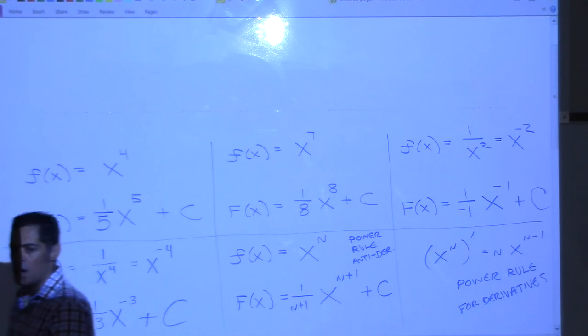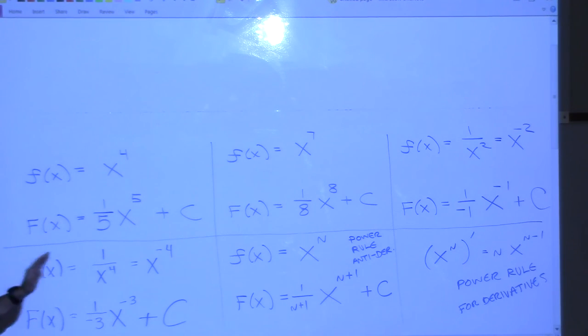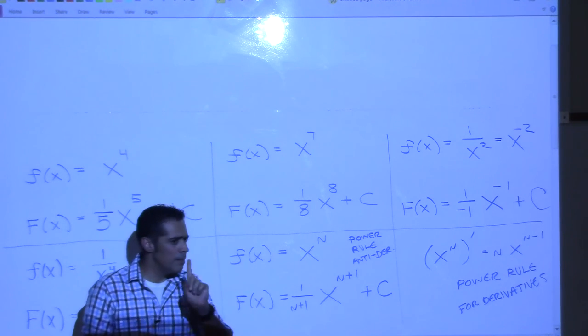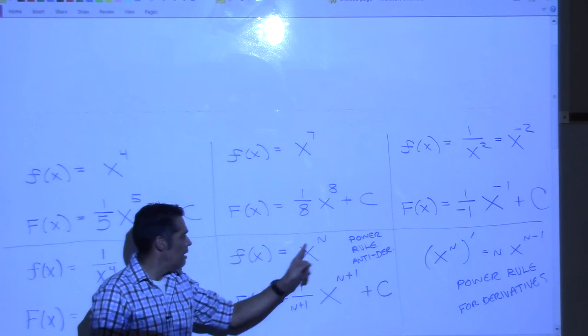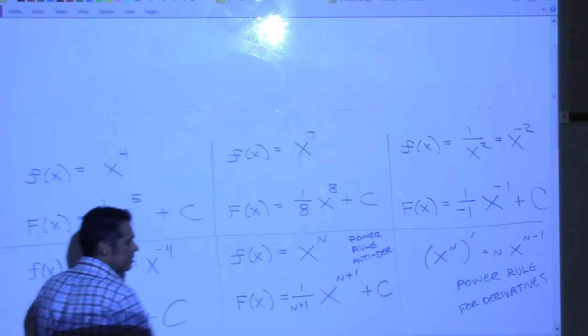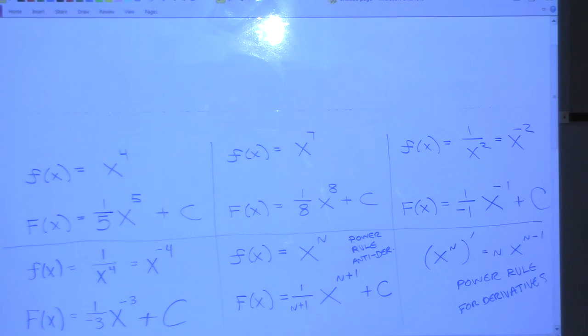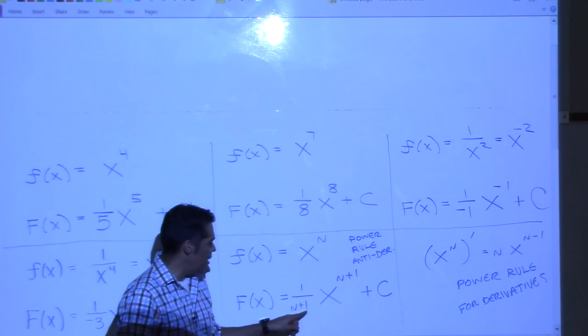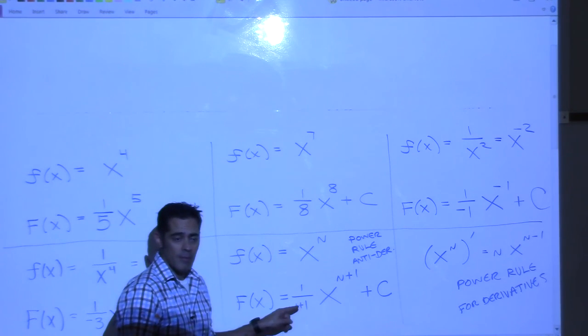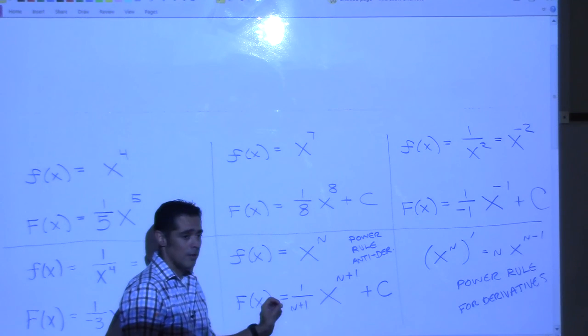Now, there is one problem with this formula. The formula will break down for one particular value of n. What value? 0? Nope, it works for 0. Look at your formula. When would this formula not make sense? When n is negative 1. Right? Look, if n is negative 1, what happens here? You get division by 0, right? And so the formula does not work when n is negative 1.